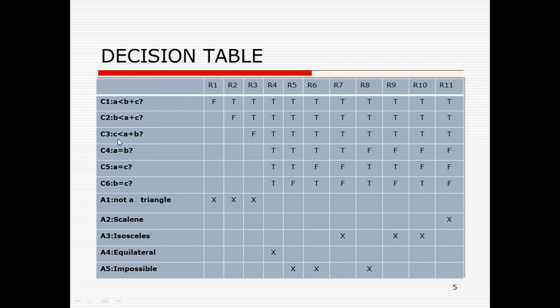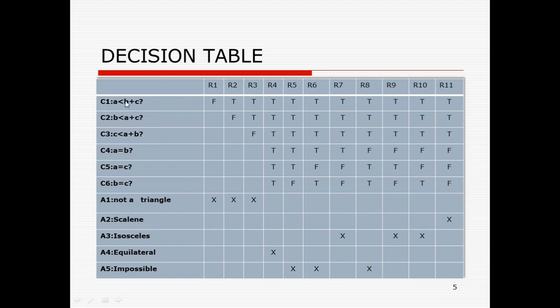So we can see the decision table here for the triangle problem. We have all six conditions here: C1, C2, C3, and C4, C5, C6. If the first condition is false, then the rest of the conditions do not matter. It automatically forms rule 1, that the triangle cannot be formed. If this condition is true, then we check the next condition, that is, B is less than A plus C. If that is false, then the triangle cannot be formed.